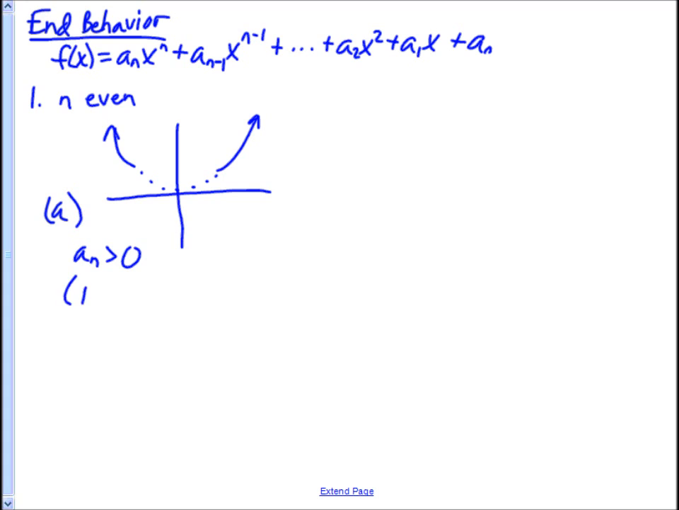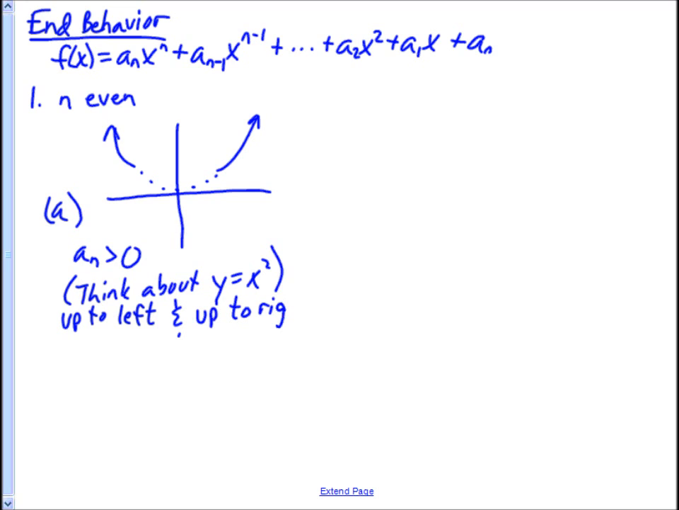So I like to think about x squared when I think about this. You notice in x squared, your degree is even, and your leading coefficient, which is 1, is positive, isn't it? So think about y equals x squared. It goes up to the left and up to the right.